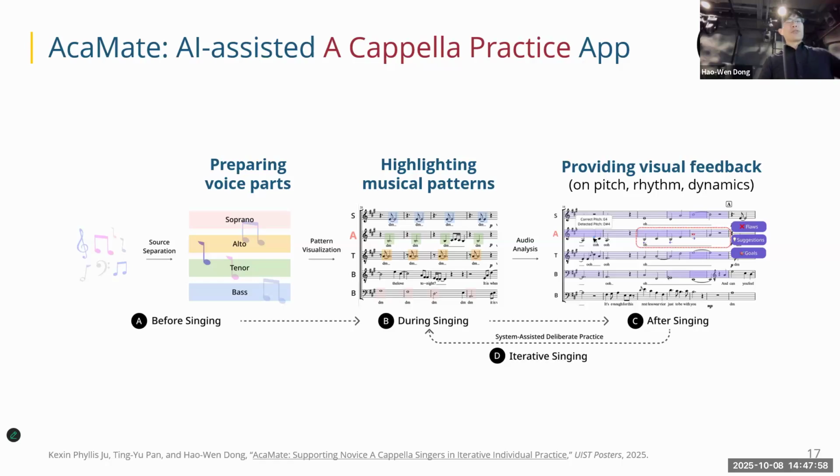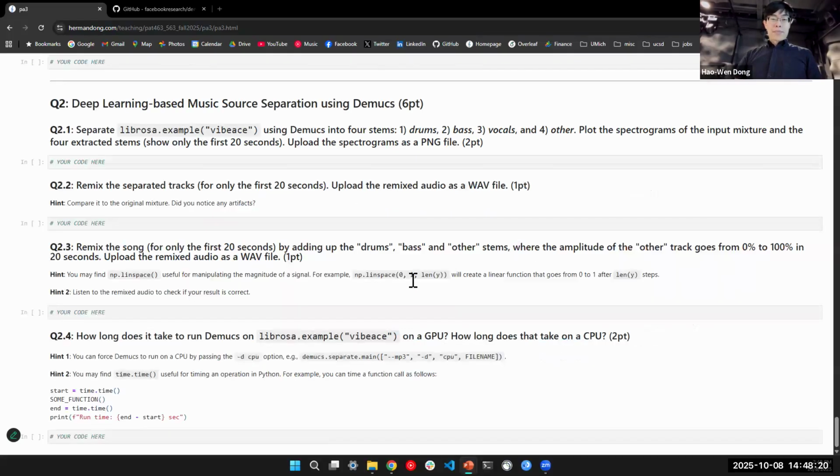So that showcases why source separation is usually the first step of a lot of MIR tasks later. You have to do some source separation to extract the track that you're interested in, and then you do analysis so that you can provide feedback back to the practice. Cool, just some cool ongoing work worth sharing, hopefully.